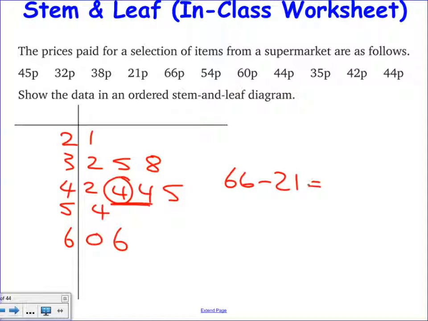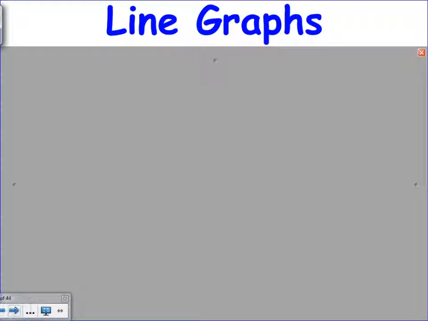21. So my range is 45. So 3 of my data statistics, I can do really quickly on that thing, and they're really keen on that, okay? Because stem and leaf on its own is quite a straightforward diagram, they like to show you how it can be used for median, mode and range as well. Good. Let's move on to line graphs.